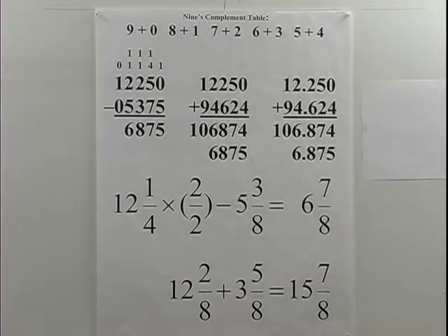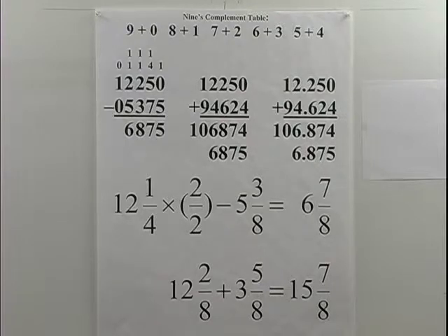5 from 10 is 5. 7 from 14 is 7. 3 from 11 is 8. 5 from 11 is 6. 0 from 0 is 0. So my difference is 6,875. How many operations did I do using the textbook algorithm? Number modifications 1, 2, 3, 4, 5, 6, 7, 8. And then I did 1, 2, 3, 4 hard subtractions. It requires 12 operations to get that answer.